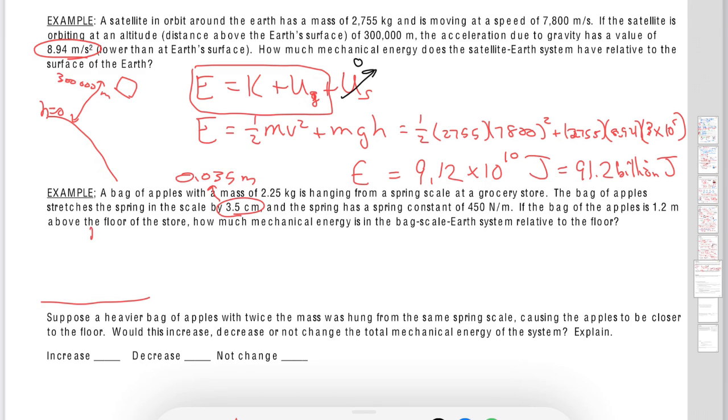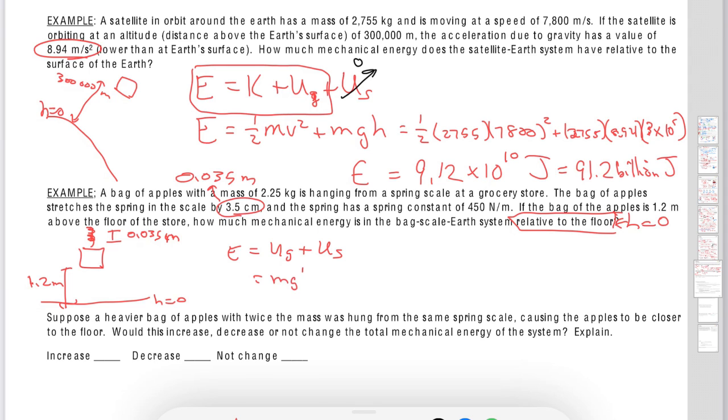So here's a picture. Here's my bag of apples, my spring. And so they're saying that this spring stretches 3.5 centimeters or 0.035 meters. It's at a height of 1.2 meters, right? And because they're saying relative to the floor, this is my h equals 0 point. And so all I'm going to do is simply add UG plus US, right? It tells us that it's at rest, right? Once you put stuff on a spring scale, it rests at its weight.